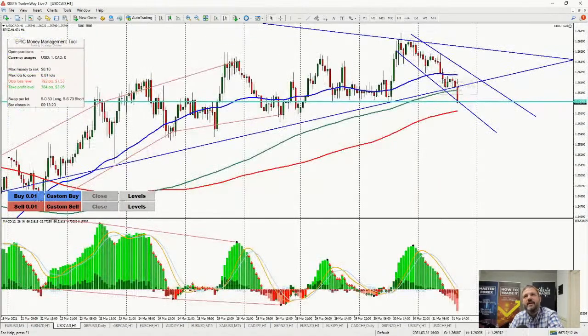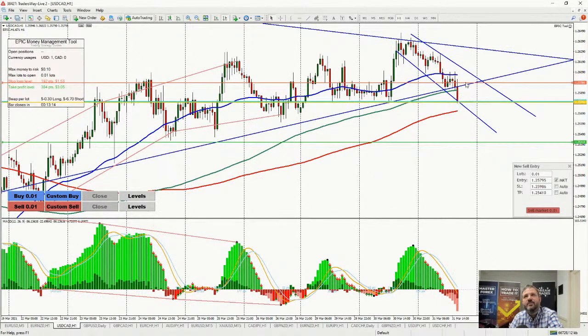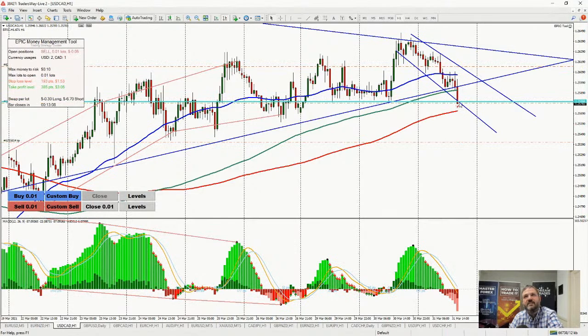Okay, so we got our breakout, a nice strong breakdown. I'm actually going to get in. We're going to add our custom sell. I'm going to put my stop up here, and I'm just going to go ahead and take this. Okay, I'm not chasing the trade.